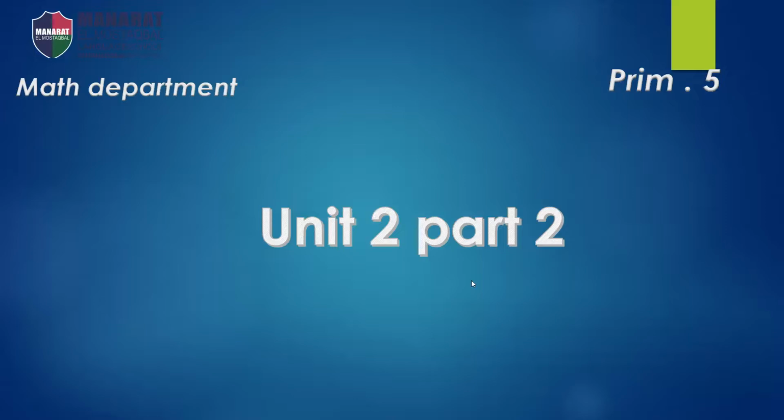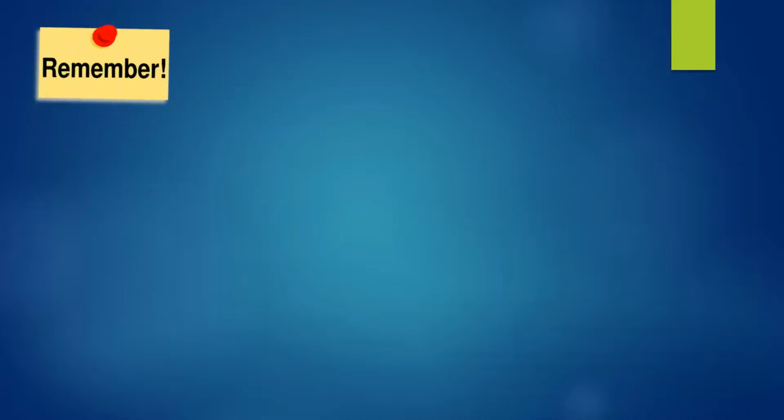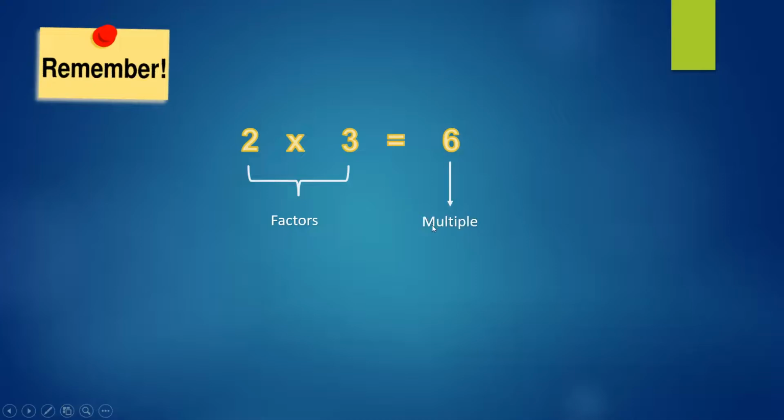Hi, my dear students. Today we are going to talk about Unit 2, Part 2, and it is talking about factors and multiples and factorization. Okay, let's see. If we have 2 times 3 equals 6, we know that 2 and 3 are factors of number 6, and 6 is a multiple of 2 and a multiple of 3. Okay, do you remember this word from grade 4? This is factors and this is multiple.